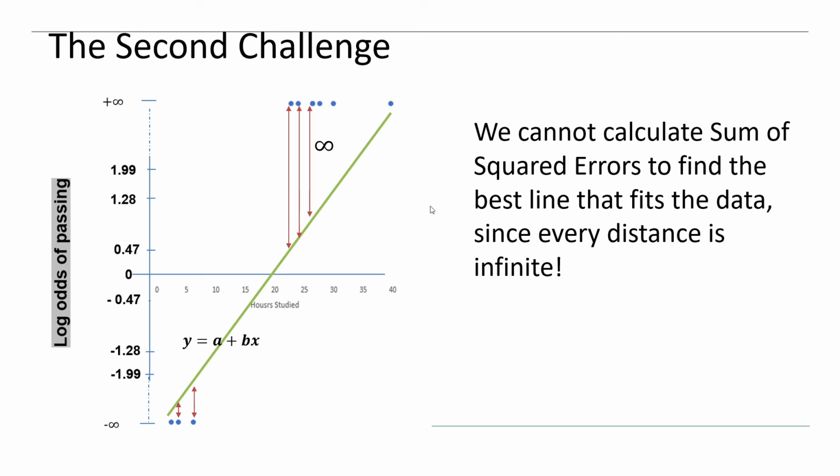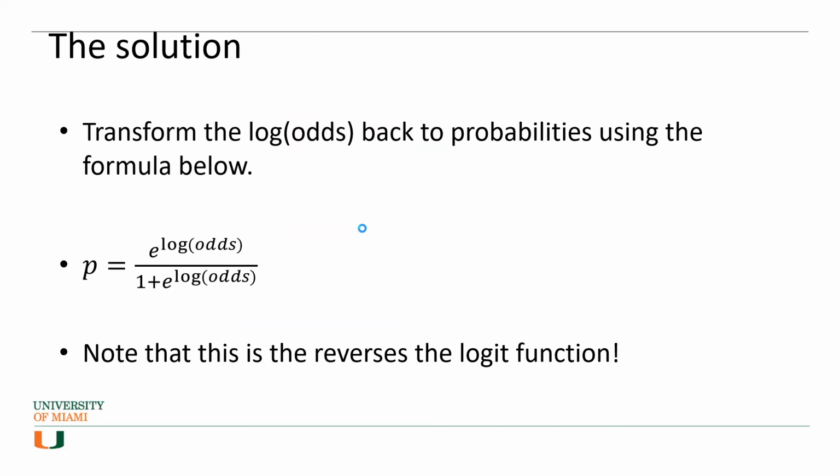So we could not use the same technique of minimizing the sum of squared errors to find this straight line, right? Because now with the transformation that we have done, we still need to figure out what is the best line that fits our data. And we now know that we cannot use the minimization of squared errors as an approach to that. So what should we do? Well, the solution is to transform the log odds back to the probabilities using the formula below.